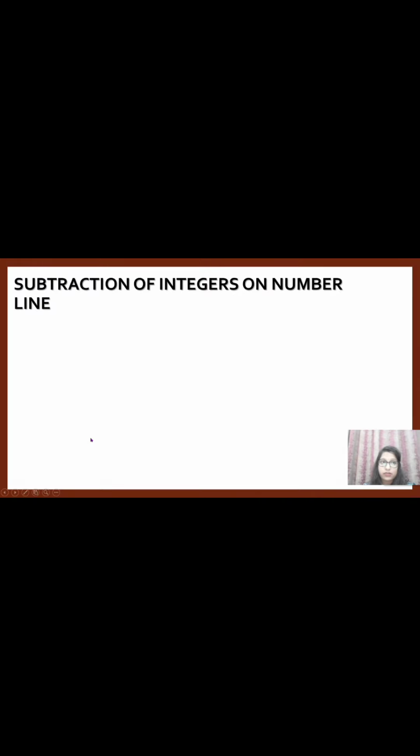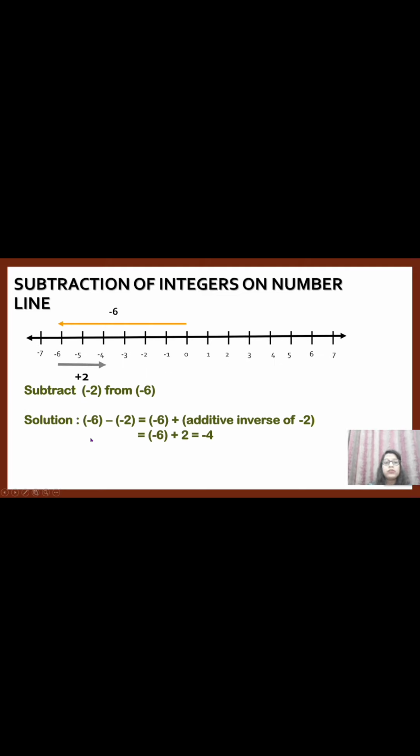Okay. Now subtraction of integers on number line. How can we subtract integers on number line? Again we have this number line and now we have to subtract -2 from -6. So as in my last slide I told you about additive inverse, this is similar to -6 minus -2. We know that the additive inverse of -2 will be +2 because the additive inverse of negative numbers will be the positive number.